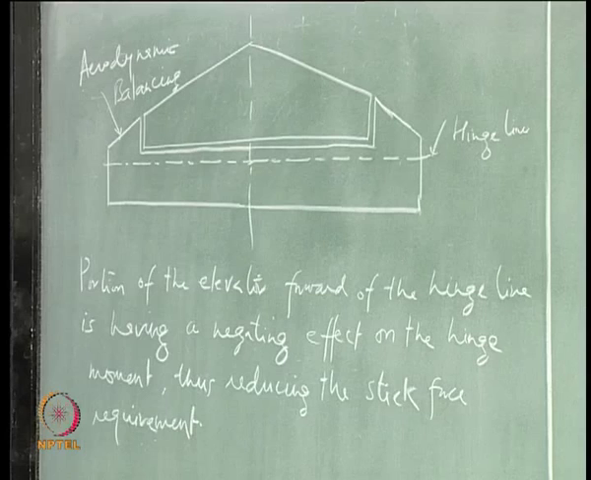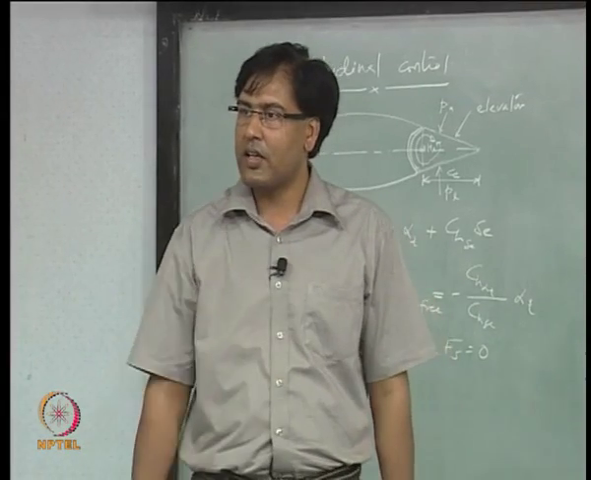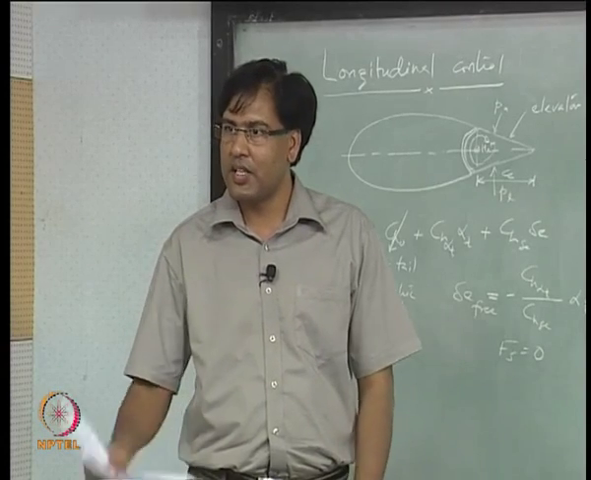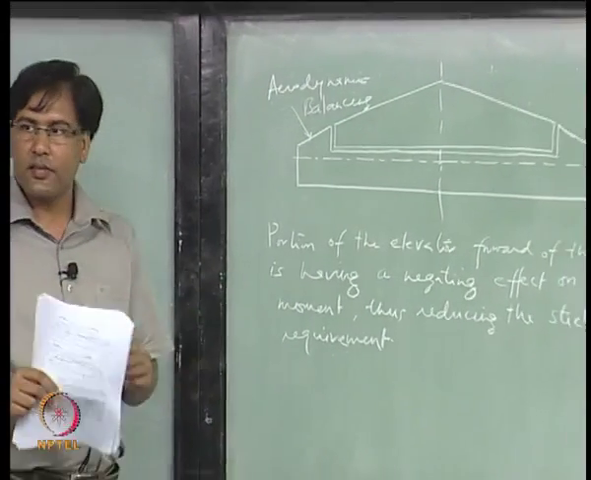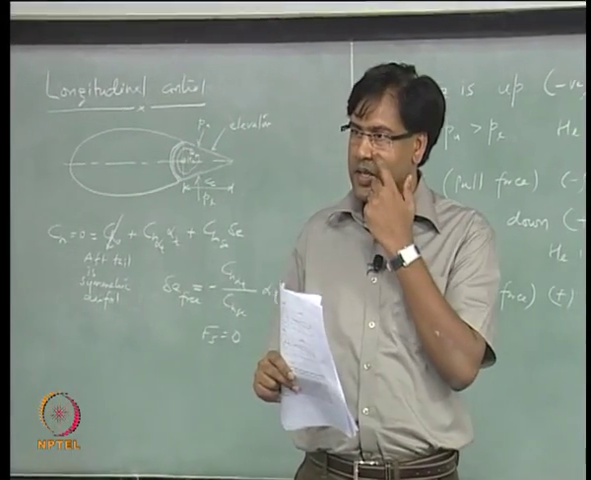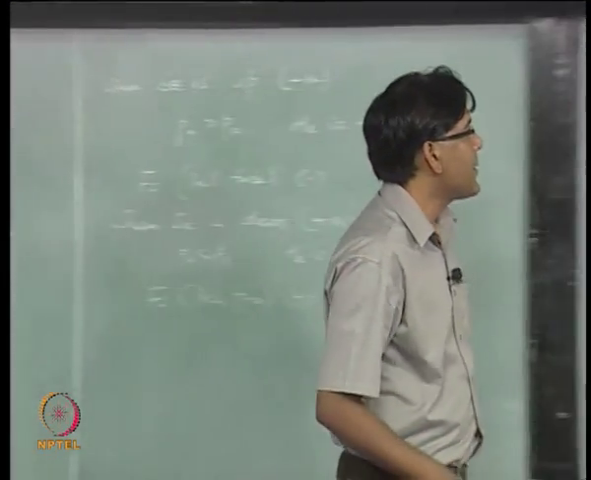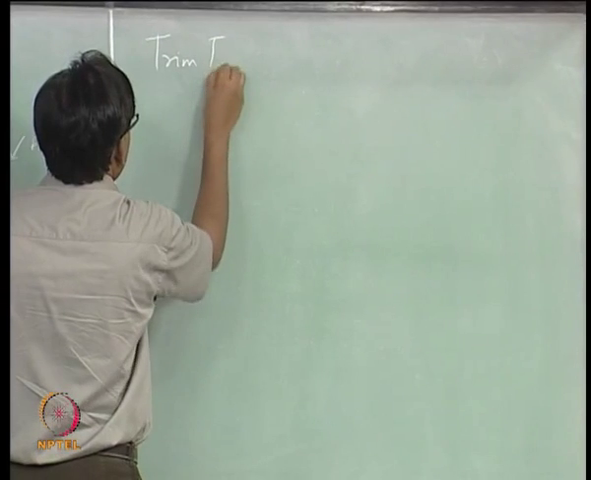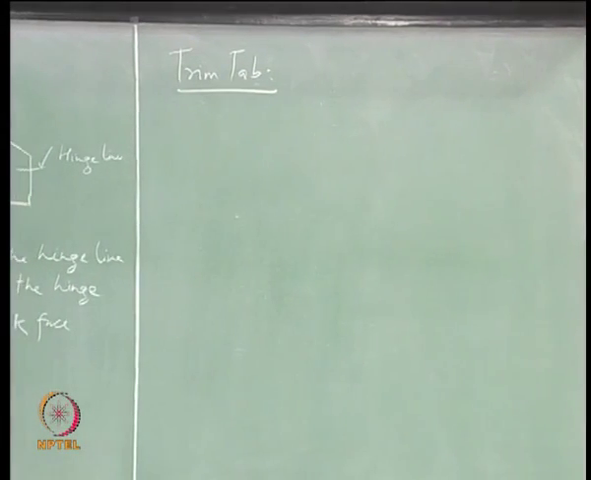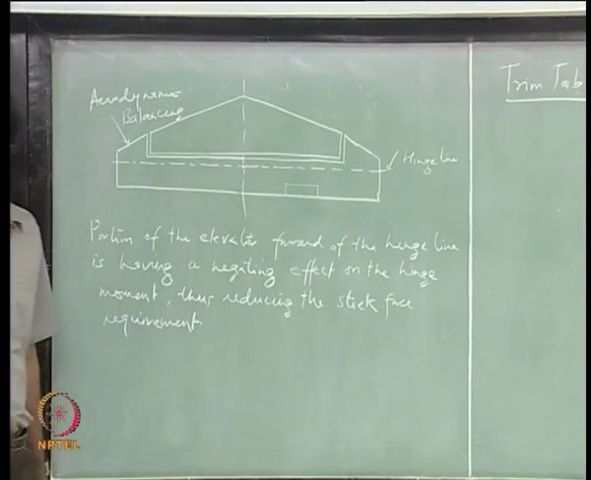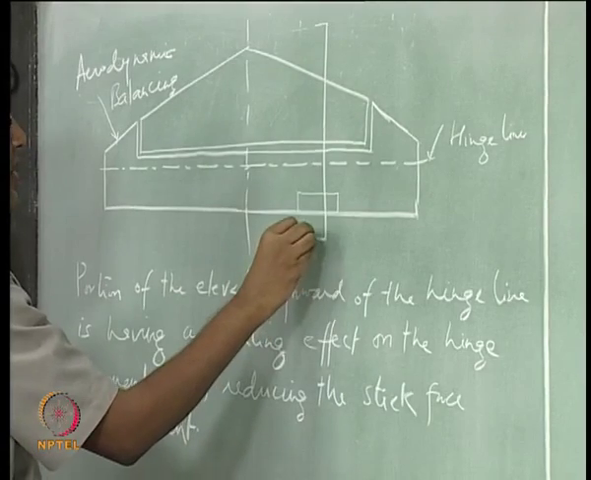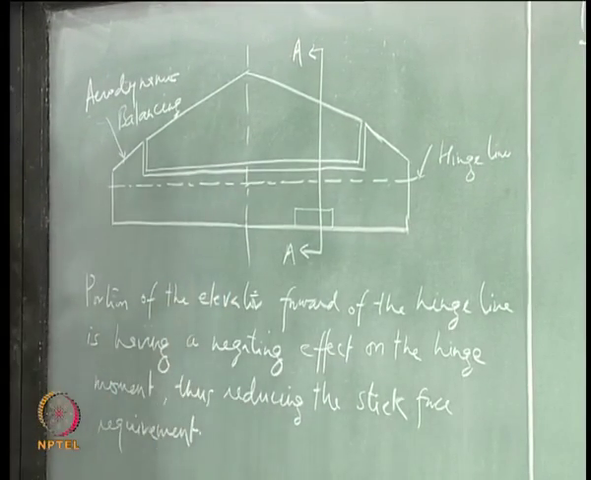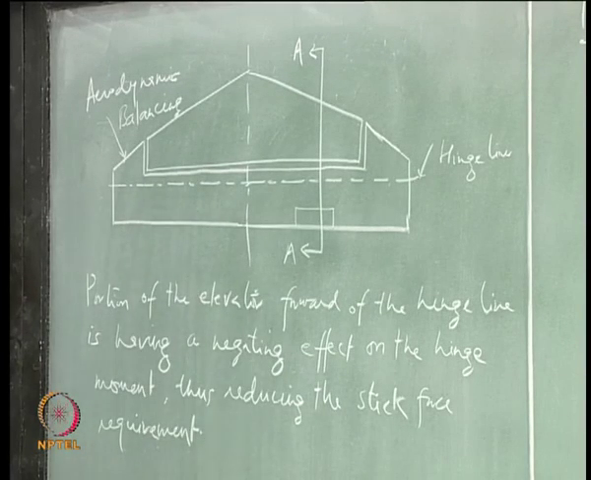So our effort is actually to reduce the pilot workload. Usually in a transport aircraft which is designed for long flight, you don't want to burden the pilot. So there, what they will use is a surface for setting the trim. That surface is called a trim tab. Okay. So a trim tab is a small surface located at the trailing edge of the elevator. So if you want to look at this section, what you see is this.